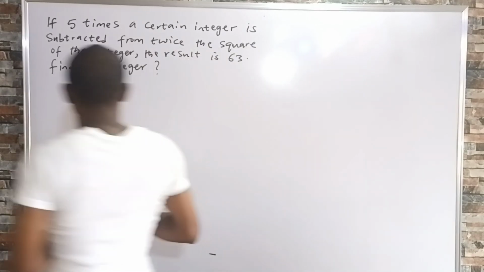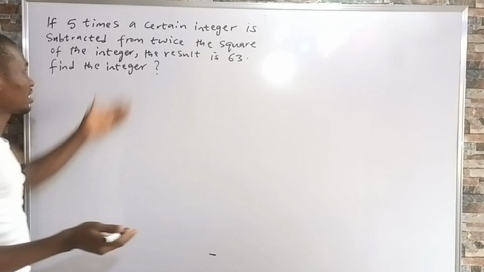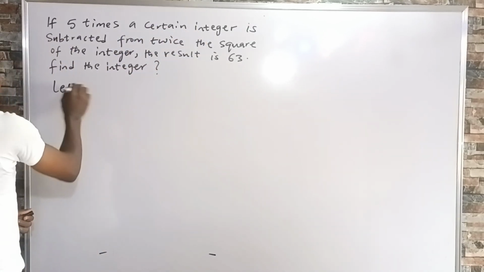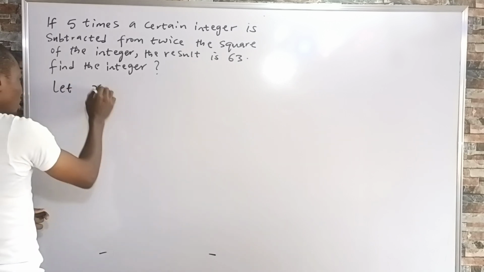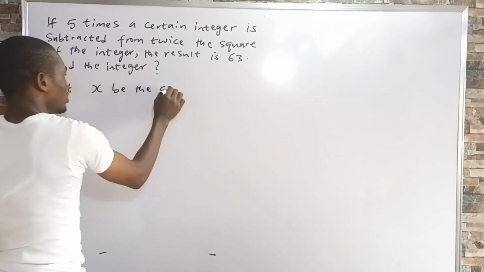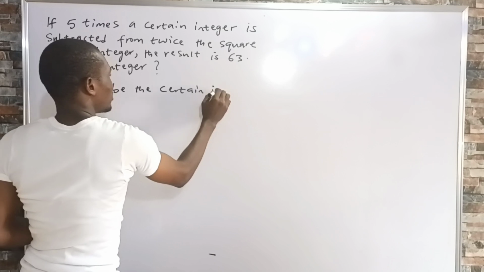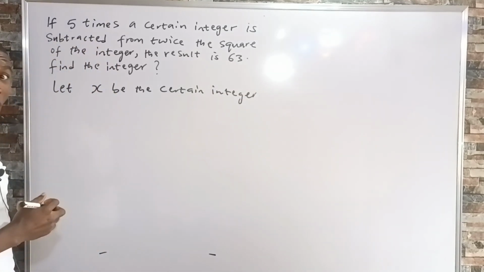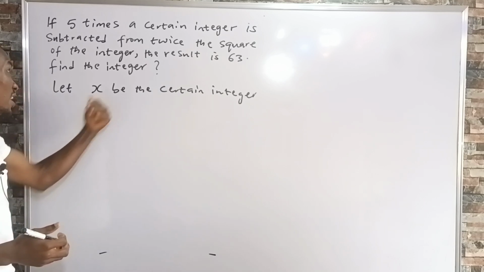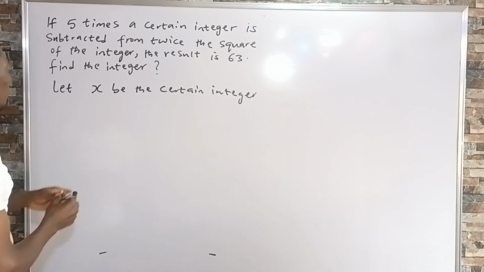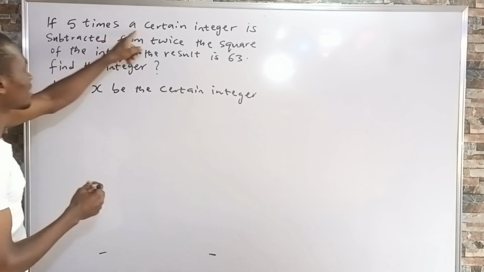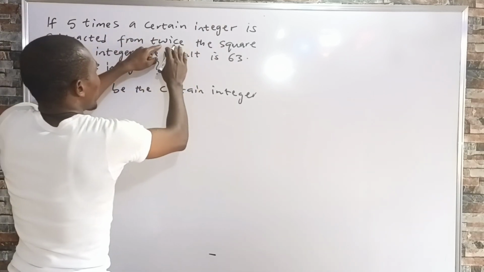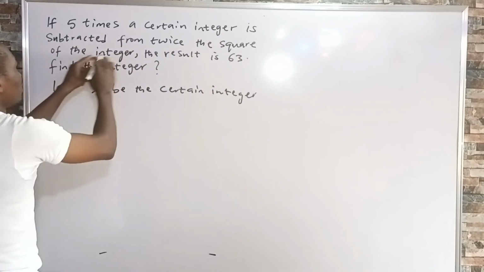First things first, I do not know what that certain integer is, so I will use x to represent it. I will say, let x be the certain integer. Don't stress yourself, just represent that certain man or woman you do not know with x. Then we are told that 5 times that certain integer is subtracted from twice the square of the integer.